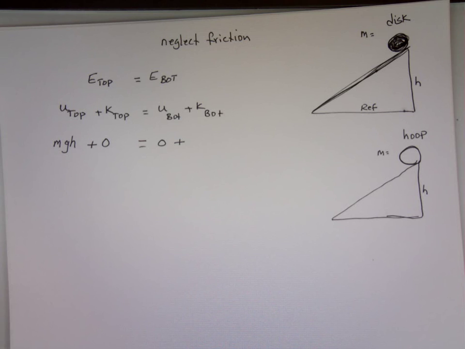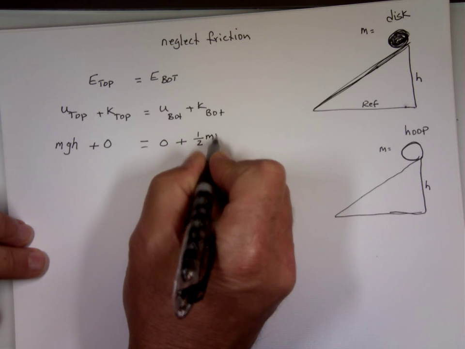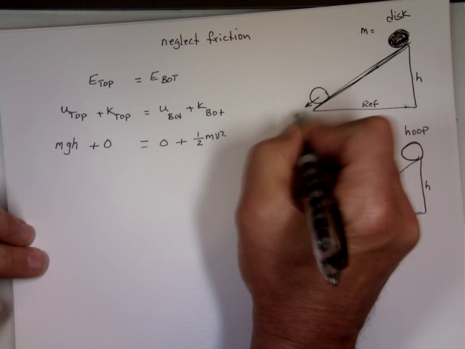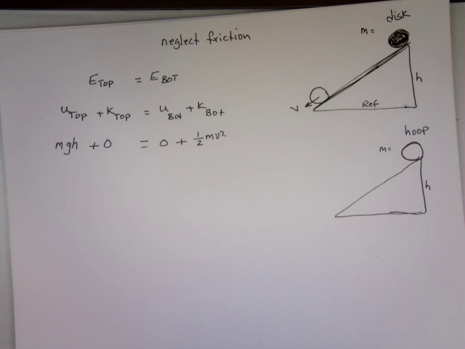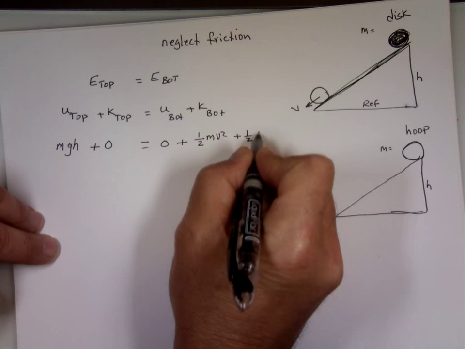Is the thing moving? Absolutely. But we have two kinetic energies. We have 1/2 mv squared, because this will be coming down, velocity v. At the same time, what's happening? That thing is spinning. It has kinetic energy due to rotation, which is 1/2 I w squared.